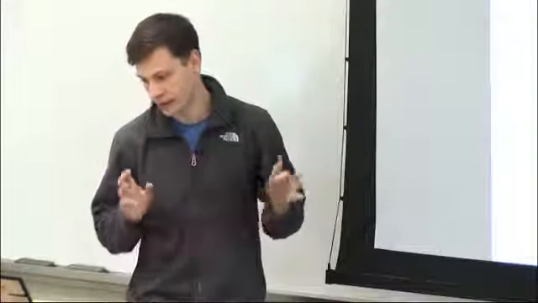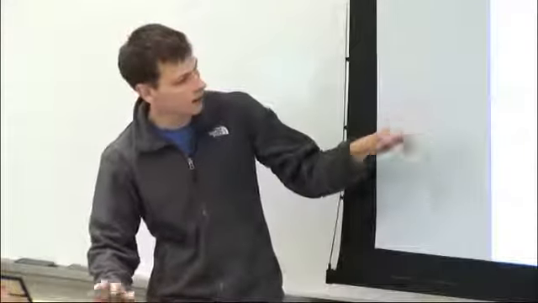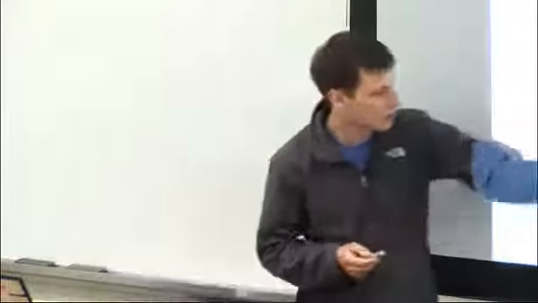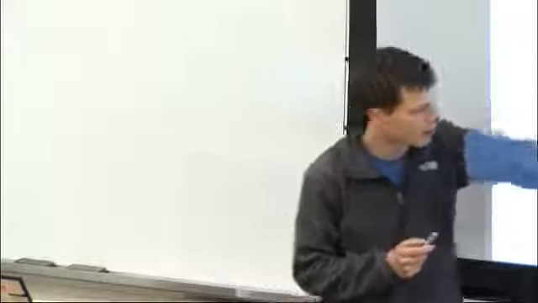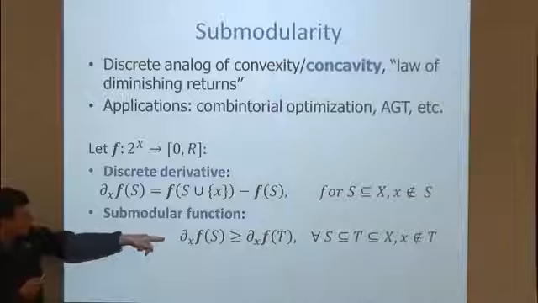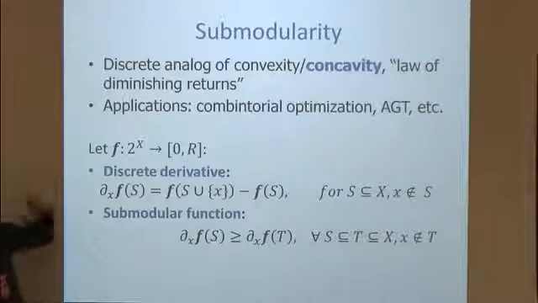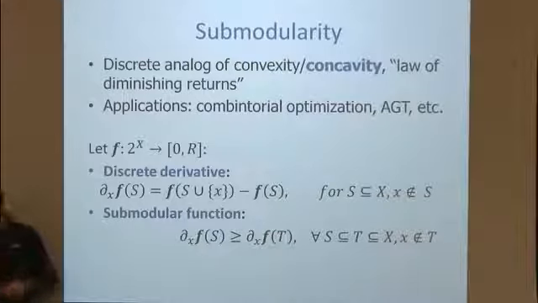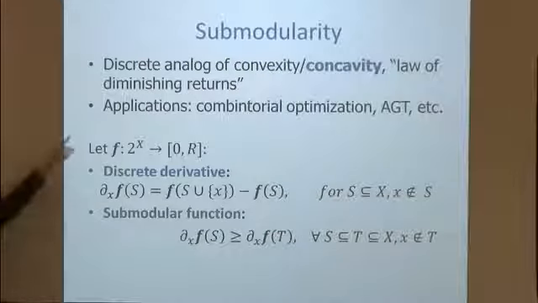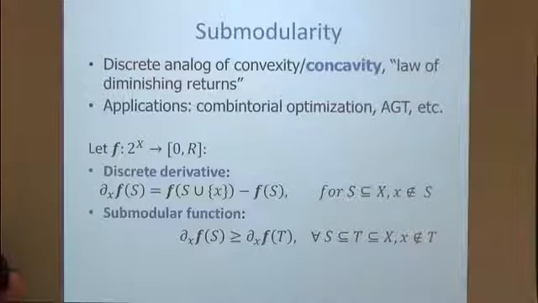Because submodularity is an analog of concavity, it requires that all these derivatives should be monotone. The derivative on a bigger set T should be at most the derivative on a smaller set. So the derivatives should be monotone decreasing. Well, not strictly decreasing. Okay? So this means the law of diminishing returns. When you add an element to a bigger subset, your marginal increase is at most the marginal increase on a smaller subset.